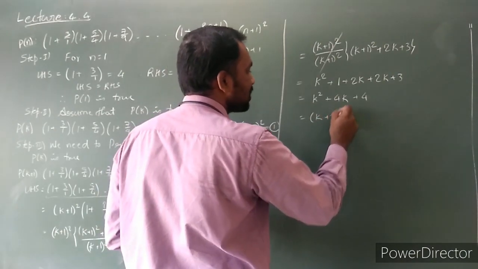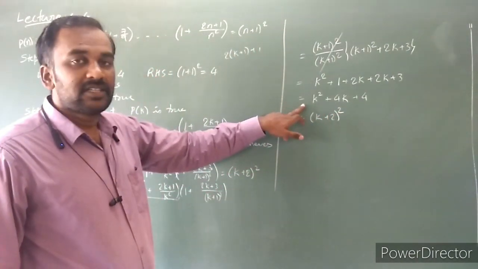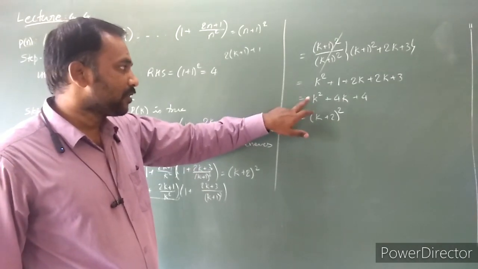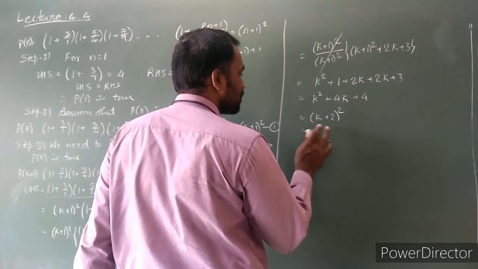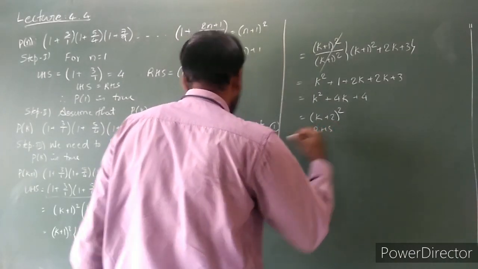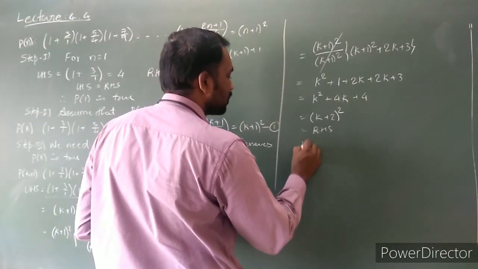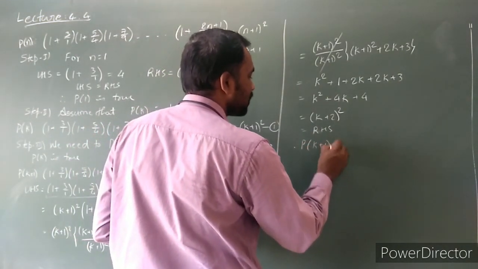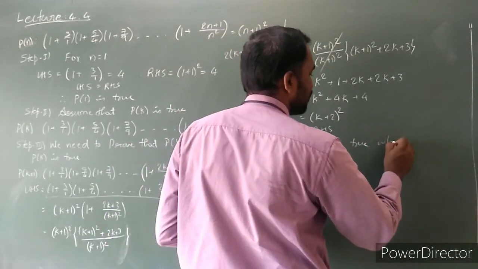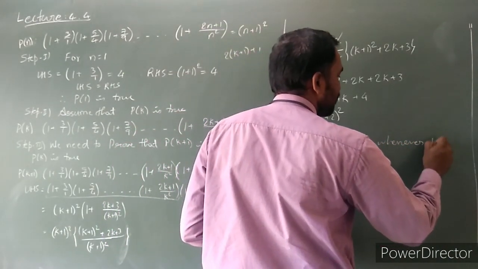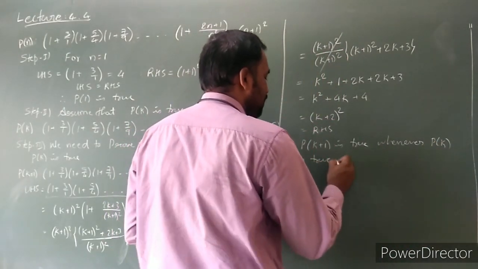So can I write this as (k+2) whole square? Expand (k+2) whole square by using the (a+b) whole square formula. Will you get this one? Yes, exactly. So hence we get the RHS. LHS is equal to the RHS. Therefore we got the result: P(k+1) is true whenever P(k) is true.